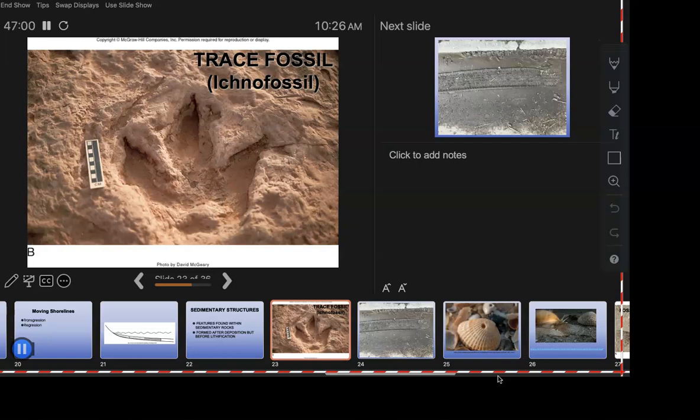It is not the organism itself. It is evidence that the organism was there. That's what a trace fossil is. It's leaving a trace, if you would. All right. So that is not the dinosaur. That's not even the dinosaur's foot, but it is a footprint. It tells us there was a dinosaur there.